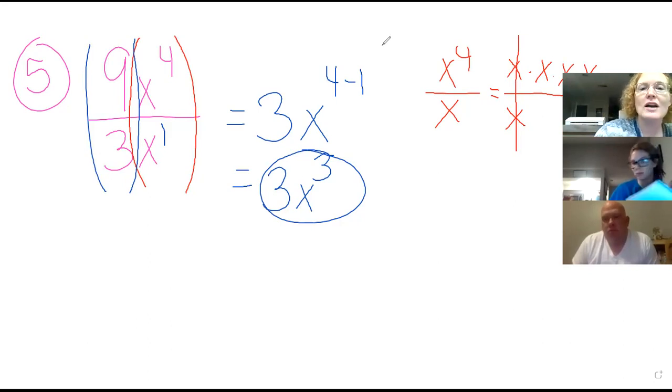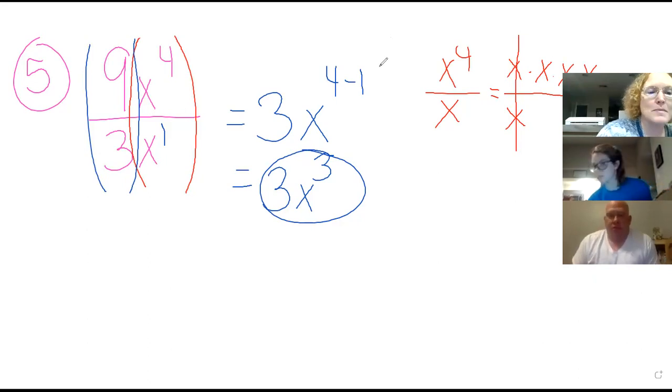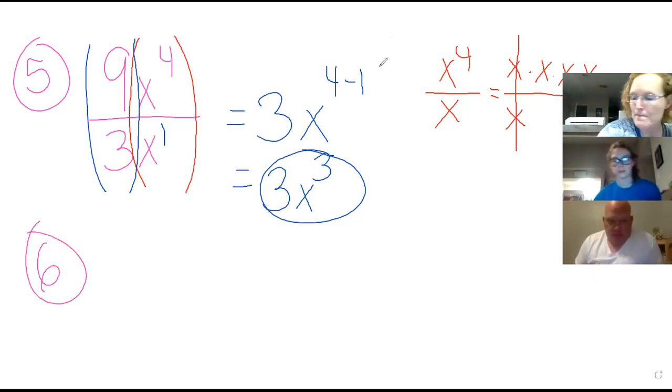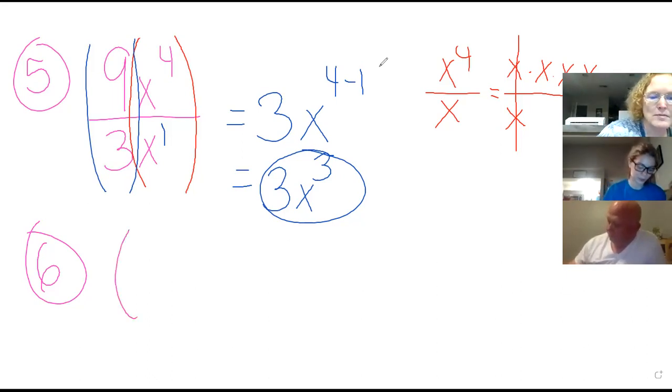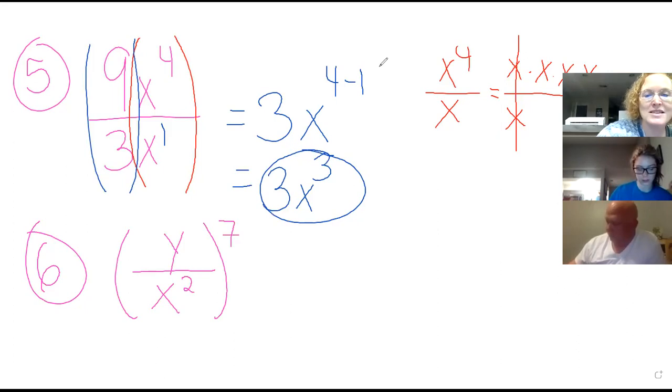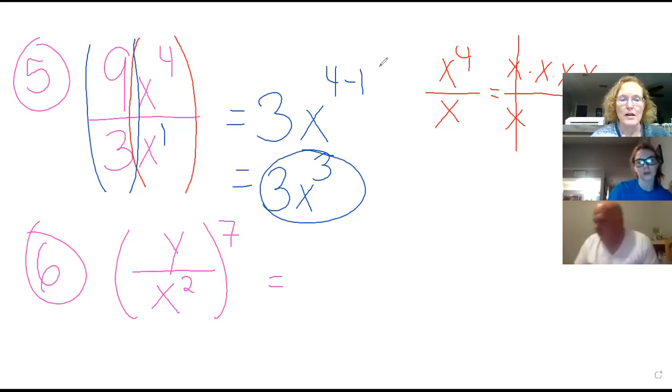All right, let's try another one. Let's get back to our color here. Okay, let's try this one. How about y over x squared, and then that whole thing raised to the seventh. So this one is another thing that is two parts.